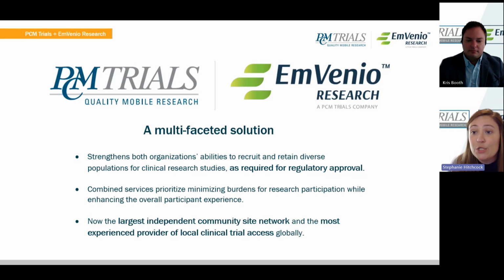By bringing the visits to the participant by partnering with PCM Trials and implementing mobile visits, or by employing community research sites by partnering with EmVenio Research, we can really ensure that we are offering that participant flexibility, because clinical trials are not a one-size-fits-all. We really need to adapt for these participants, for these different populations, and provide them the opportunity to do what makes the most sense for their life while being able to benefit from these clinical trials and therapies.